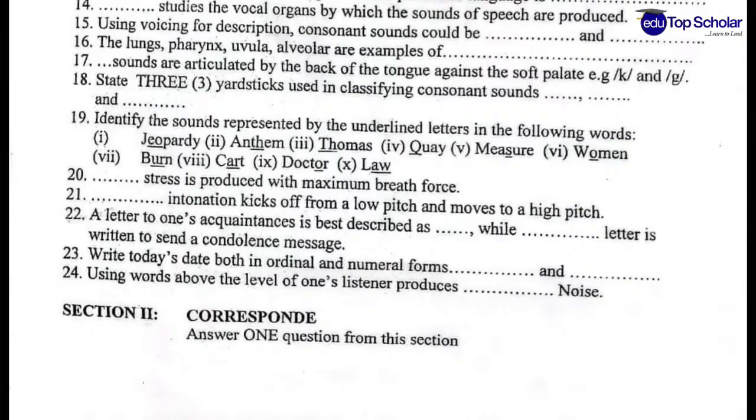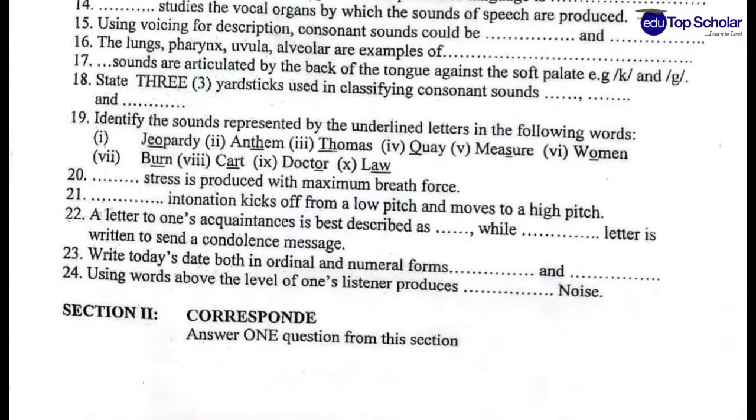Number 23. Write today's date both in ordinal and numeral form. I won't be able to write that on the board, but there are two ways to write your date in a letter. For formal letters, I always advise you to write in ordinal format. Ordinal format is when you say 22nd May 2026 or May 22nd 2026. When you use numeral, that is 22/05/2026, that is numeral.